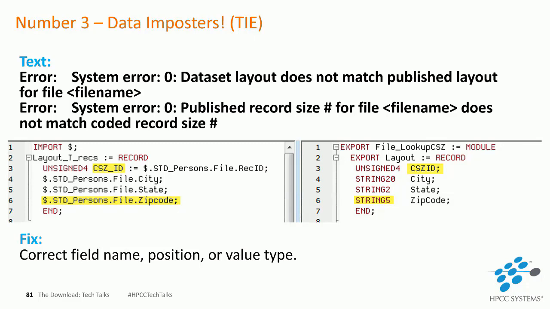Now, the best solution for this is to have a common record structure that's pointed to from all of your ECL code. So if the person would have used the layout in that module on the right as the output basis, then there's no way that they could go wrong. So again, have a single source for your record. Don't copy and paste record structures around your repository, because then you can get into this dataset layout problem.